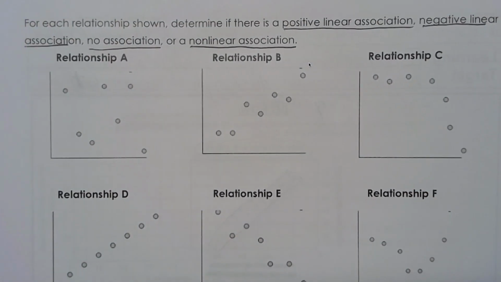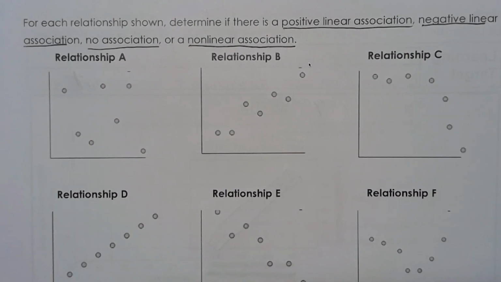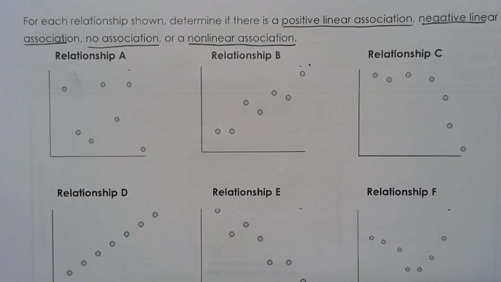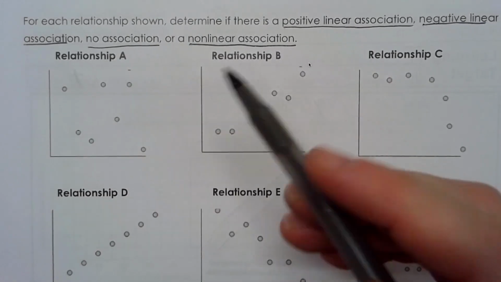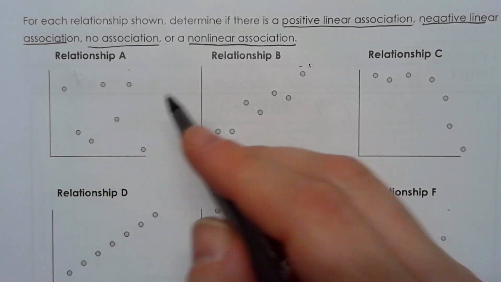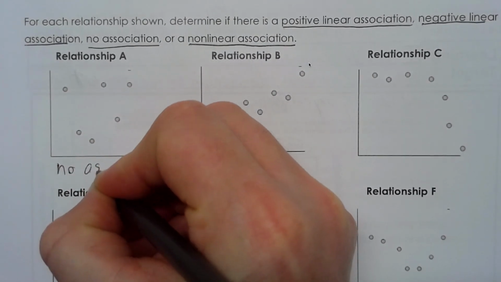Okay. So I'm going to try A, B, and C, and then have you guys do D, E, and F, and I'm going to move on to the next topic. We have a couple of little skills we have to learn in this lesson. So, relationship A, I do not see a pattern. I see dots, points randomly scattered. Okay, so this is no association because there's no pattern.